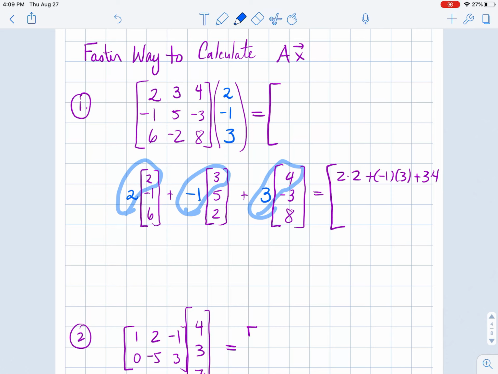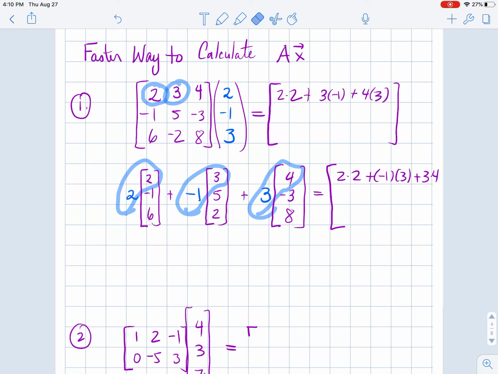But we can do that more quickly by saying, in the top row, this 2 is going to get multiplied by 2, 2 times 2. This 3 is going to get multiplied by -1, so let's add that, 3 times -1. And then finally, this 4 is going to get multiplied by this 3. So let's add that in. Plus 4 times 3.